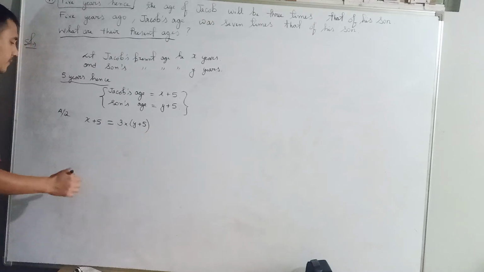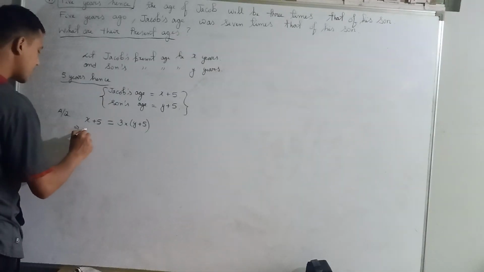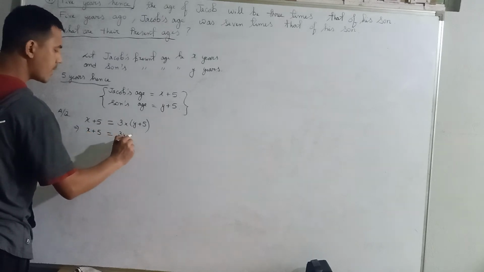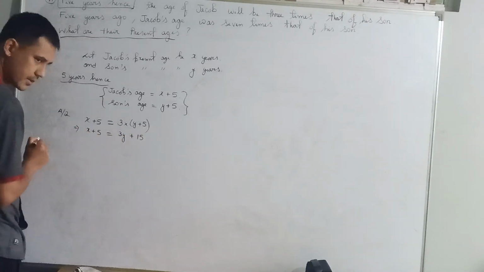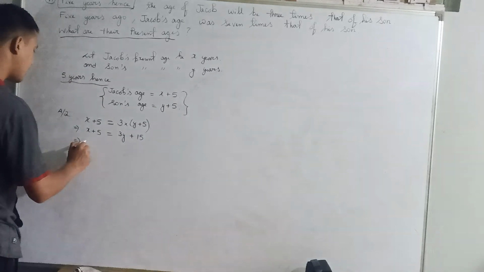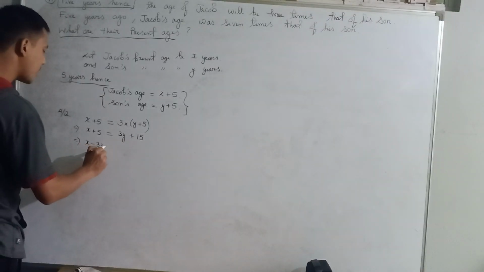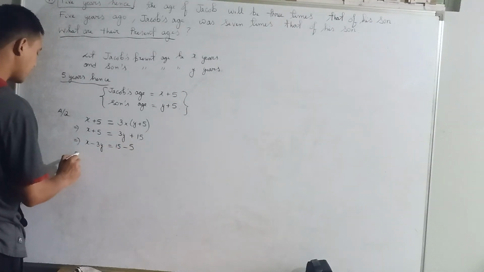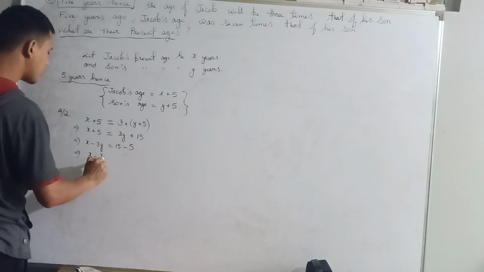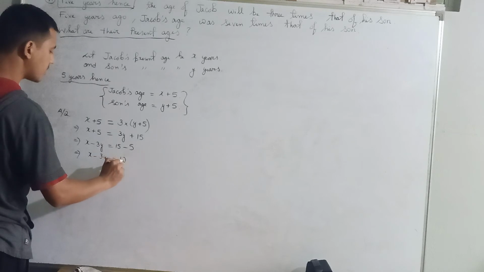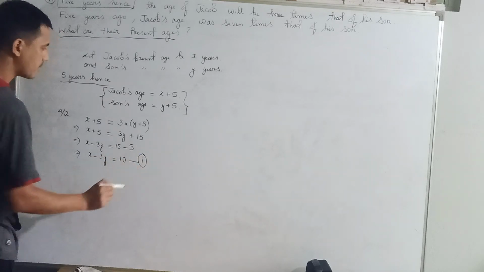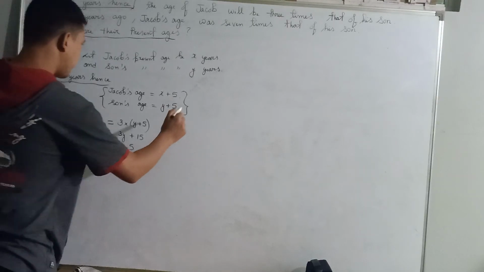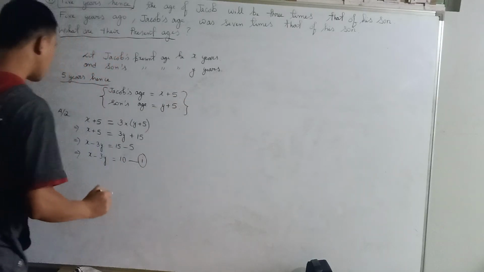Now if you rearrange this, X plus 5 is equal to 3Y plus 15. X minus 3Y equals to 15 minus 5. So X minus 3Y is equal to 10. That is your first equation. That's the first part of the question. Now let's look at the next part of the question.